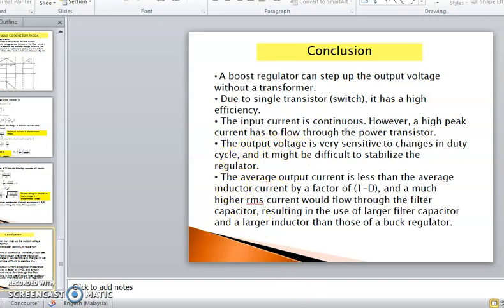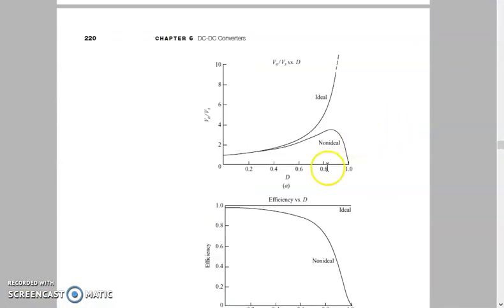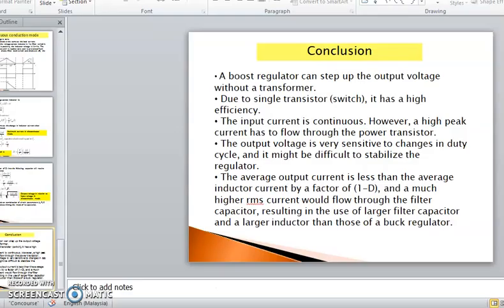As we can see just now, from unity to maybe 2 times, 3 times or 4 times, the curve is much more linear, but when it reaches 0.6 to 0.9 duty cycle, the changes will be much steeper, so we cannot stabilize. It's not ideal to stabilize the output in such a range.